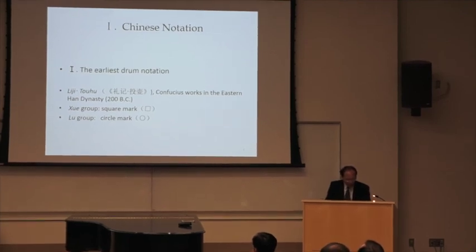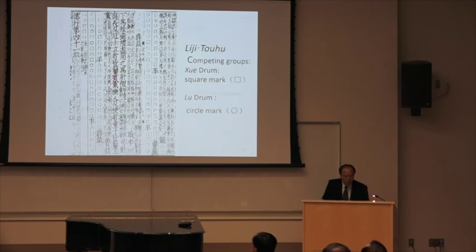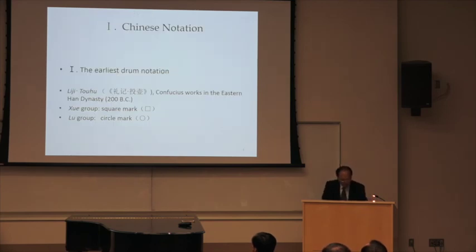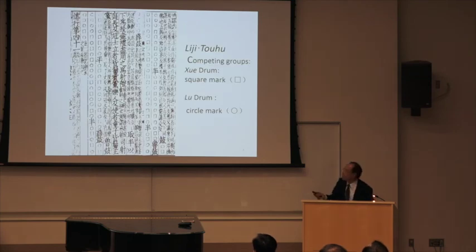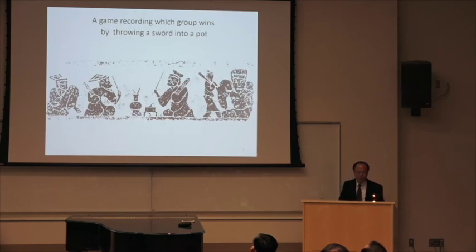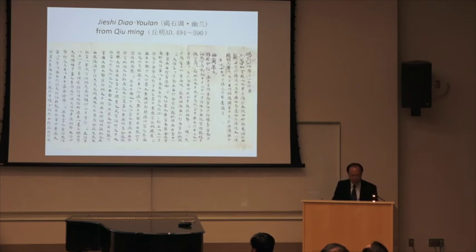The record describes two groups, the Xue and the Lu, in a game of recording which group wins by throwing a sword into a pot. If the Xue group would win, the drum would be hit and one score mark would be written down. And if the Lu group would win, one circle mark would be written down. Like this. The circle and the score marks here.